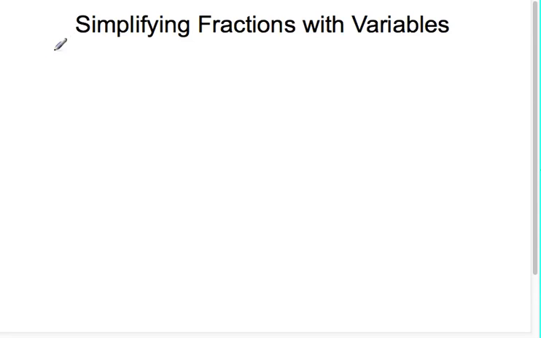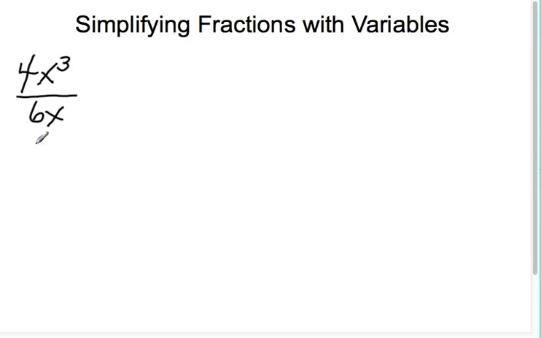For example, let's say I have 4x cubed over 6x, okay? I'm going to show you how to do this formally, and then you might be able to take a few shortcuts. But the first thing I want to do is factor 4x cubed and 6x.